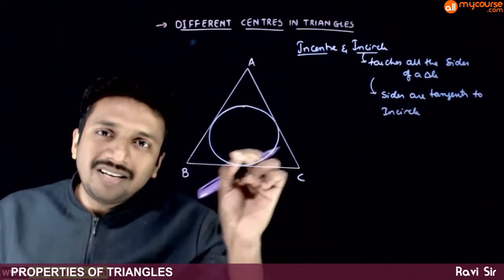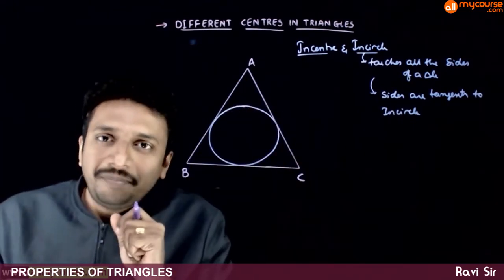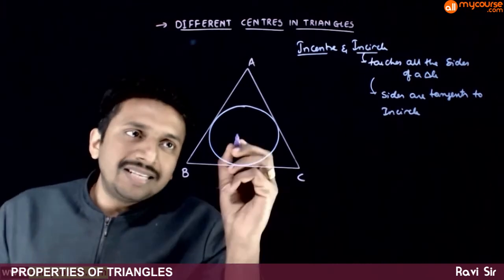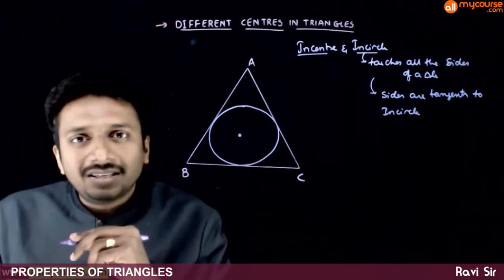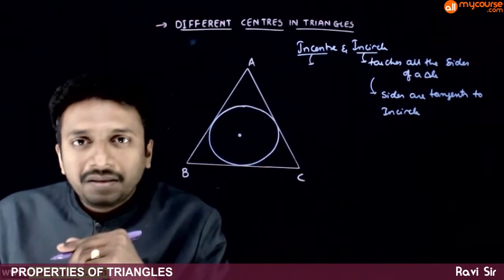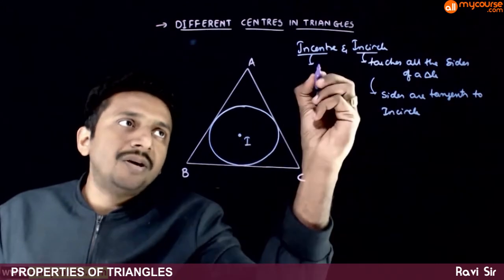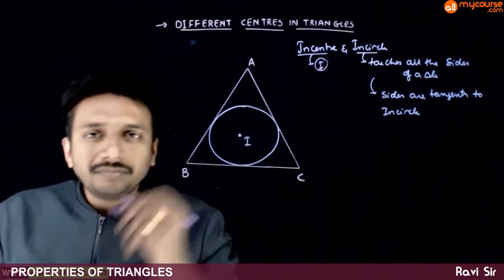It touches all three sides, or all three sides will be tangents to the circle. Now, the center of this circle is called the incenter of this triangle. Now, what are the properties of this incenter? This incenter is usually denoted by I.